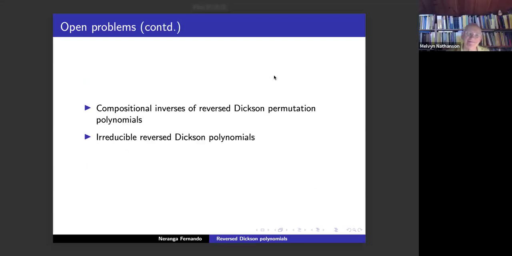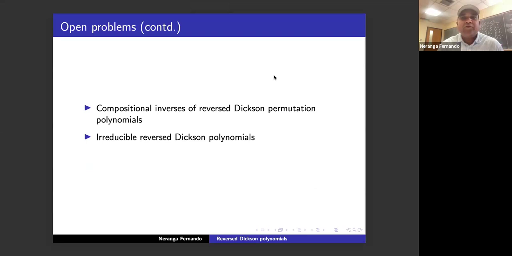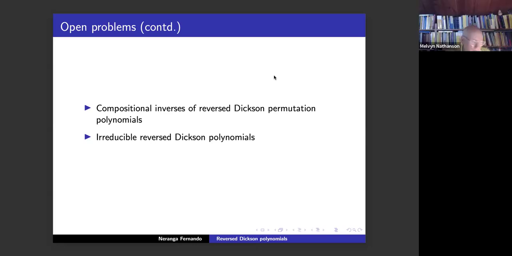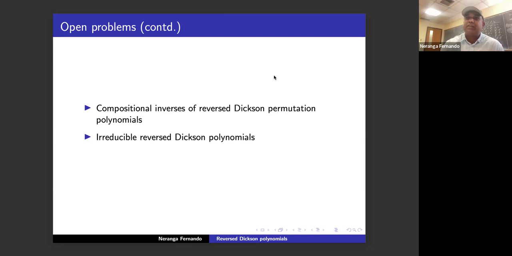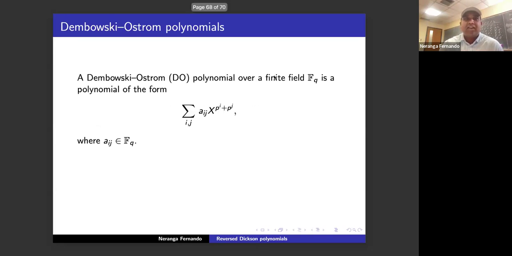Two more open problems: because we are looking at bijections from a finite field to itself, we should be able to find the compositional inverses of these permutation polynomials. And again, consider the ring FPX or FQX, and let's find irreducible reverse Dickson polynomials. Yes, and I'm done.